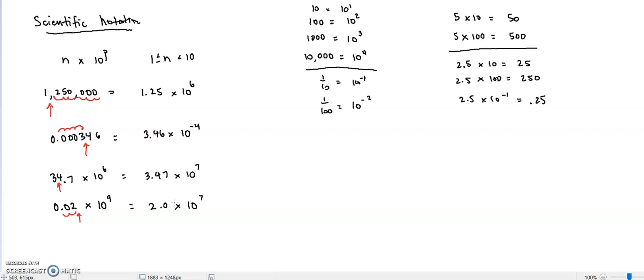Oh yeah, let's do one that's negative. So we'll come over here. Got 2 more. All right, so let's say we've got 427.8 times 10 to the negative 5.